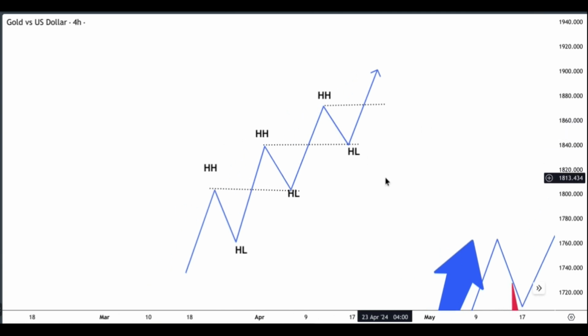Now let's break down the key components of the market structure. We talked of the swing highs and swing lows. These are quite pivotal points on the chart. A swing high is a peak where the price reverses from an uptrend to a downward movement, and a swing low is a trough where the price reverses from a downtrend to an upward movement.